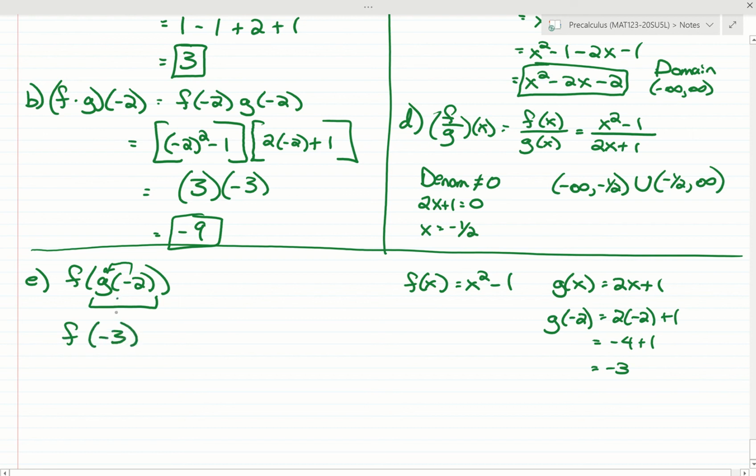Now what we're going to do is plug that into f. f of negative 3 would be negative 3 squared minus 1, or 9 minus 1, which is 8.